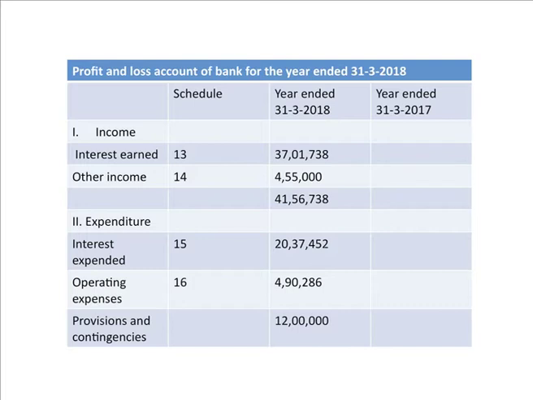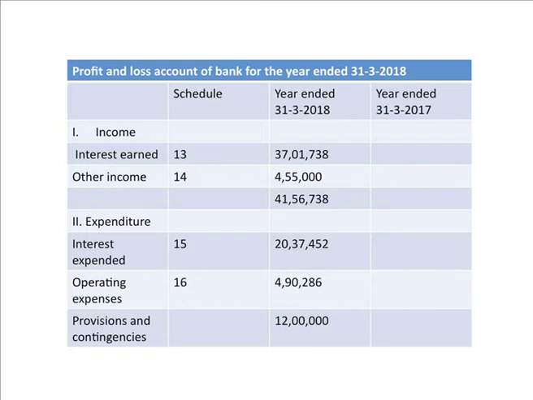So, under column 1 incomes are given. Under income there are two schedules: interest earned, schedule number 13, and other incomes, schedule number 14. Under expenditure we have interest expended, schedule 15, and operating expenses, schedule number 16, and then we have provisions and contingencies, which will be reflected at the end to ascertain profit.